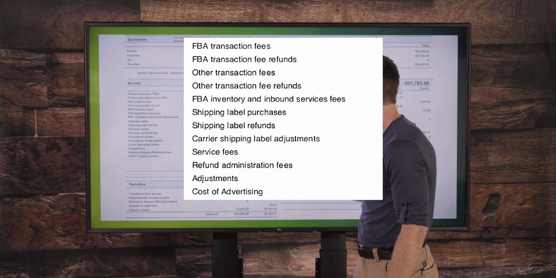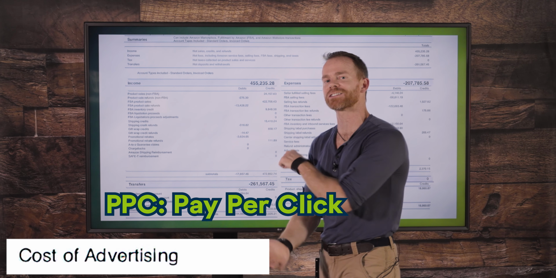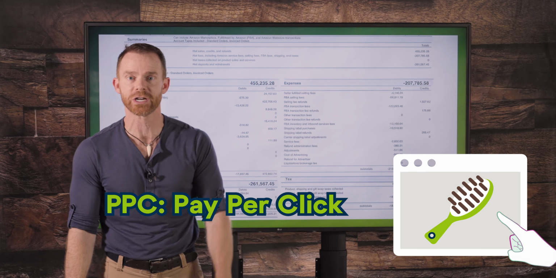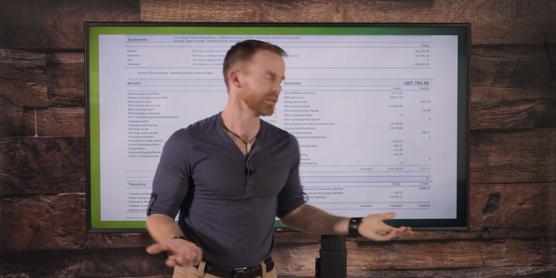The next one is cost of advertising. That's PPC. When Lucy Pickleberry clicks on your special ad for the beautiful hairbrush, you pay for that click. That's all that is.